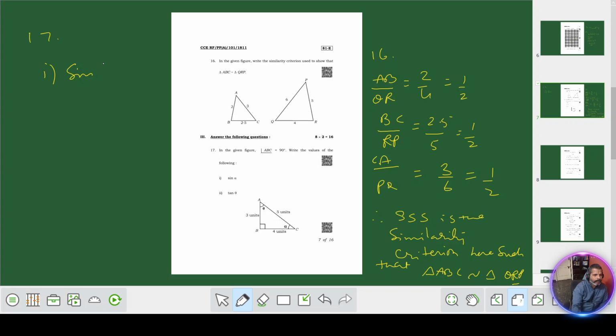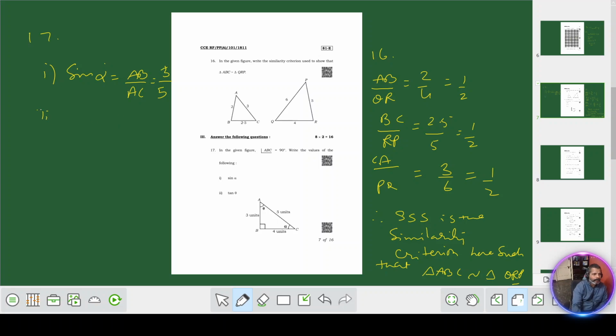the first one, sine alpha. Sine alpha, or sine theta, or sine x, is nothing but opposite by hypotenuse. Just concentrate on alpha here, not theta, because they have given two angles. But what is asked? Read properly. Sine alpha is nothing but opposite by hypotenuse, which is your AB by AC, and that value is 3 by 5.